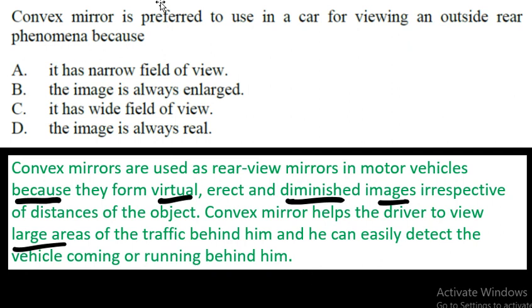So now let's get back to our statement. It says convex mirror is preferable why? It says it has a narrow field of view. No. The image is always enlarged. No, it's virtual, erect, and diminished, not enlarged. It doesn't work. It has a wide field of view. Yes, that's correct. And D, the image is always real. It's virtual, it's not real. So that is wrong. The answer must be C.